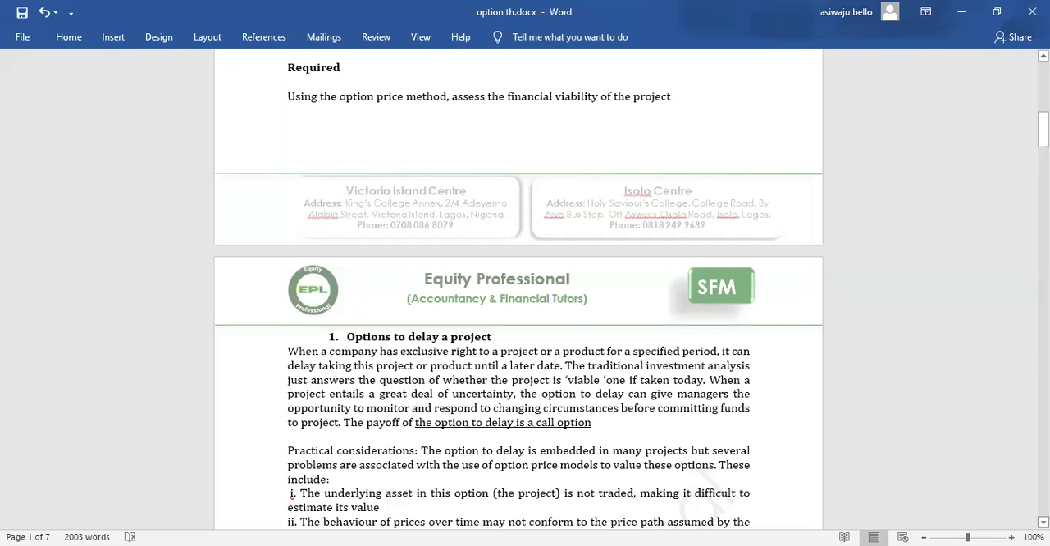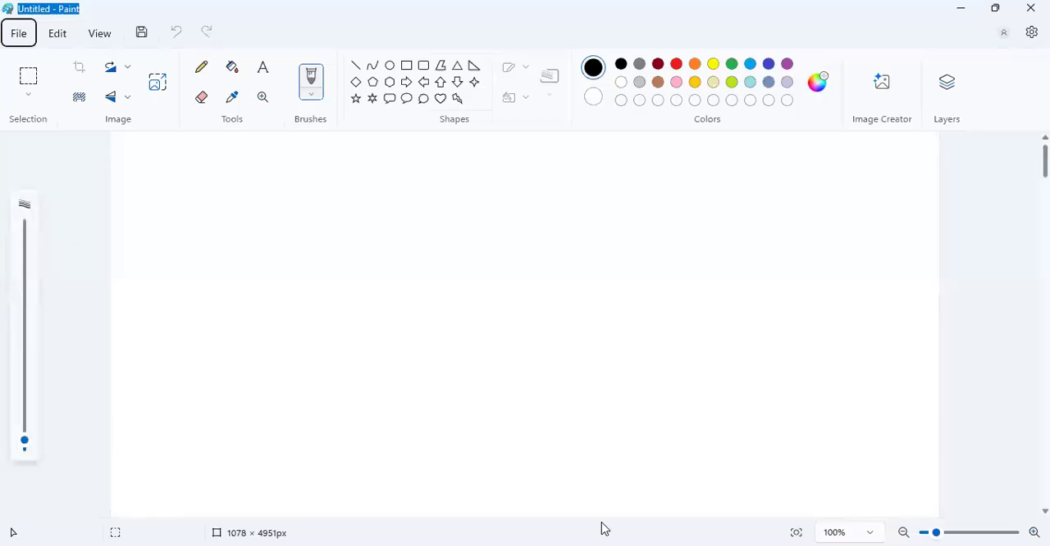Now, what are the steps involved when dealing with option to delay? Let's move to the whiteboard. Steps involved when dealing with option to delay.